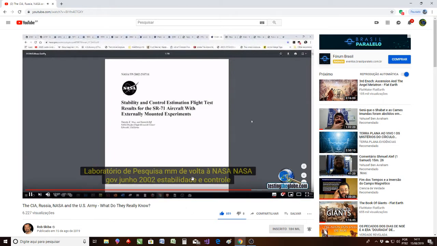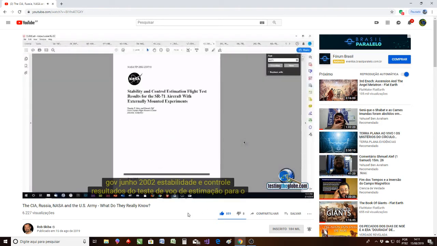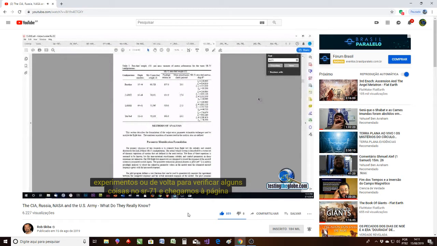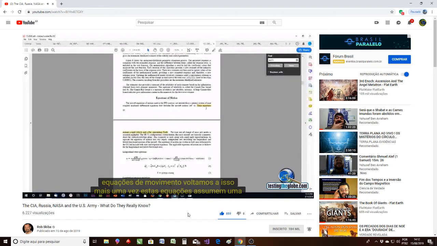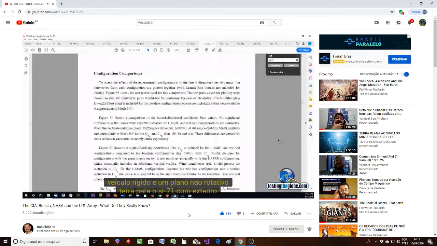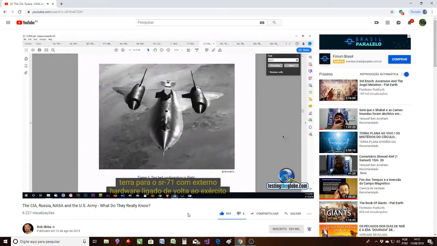Back to NASA, nasa.gov, June 2002. Stability and control estimation flight test results for the SR-71 aircraft with externally mounted experiments. So we're back to checking out some things on the SR-71. And we get to page 9, methods of analysis, parameter identification formula. Go through some formulas right here. And it says equations of motion. We come back to that. Once again, these equations assume a rigid vehicle and a flat, non-rotating Earth for the SR-71 with external hardware attached.